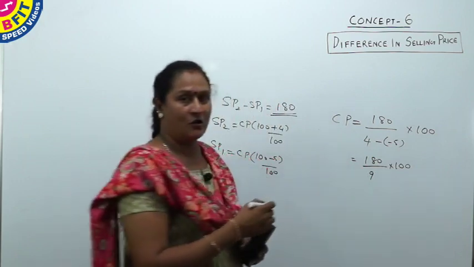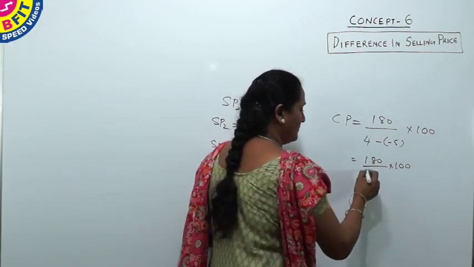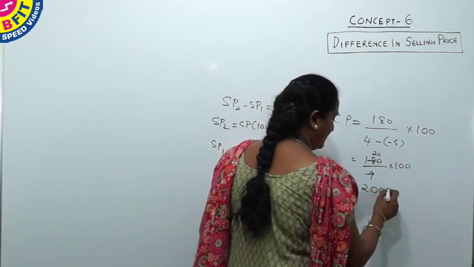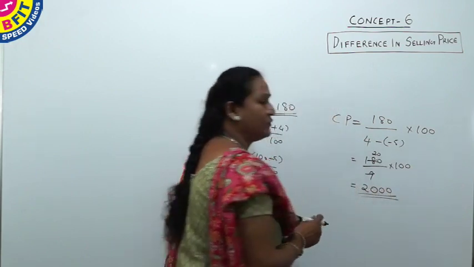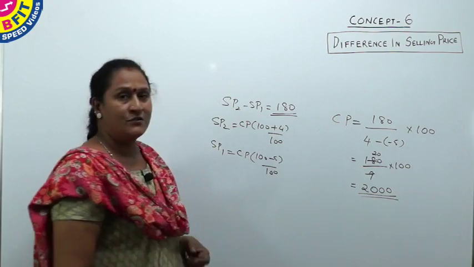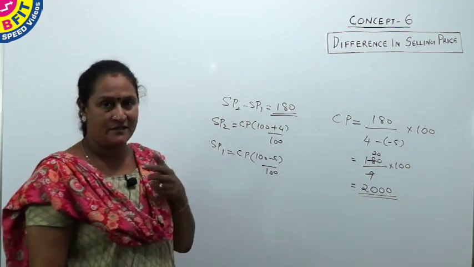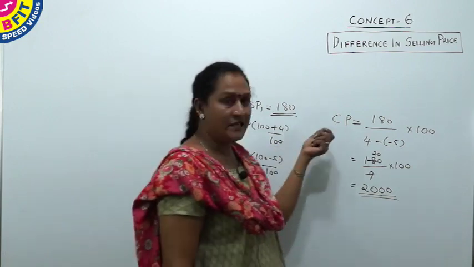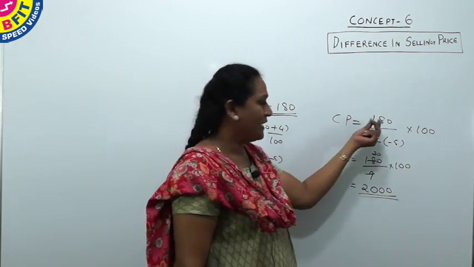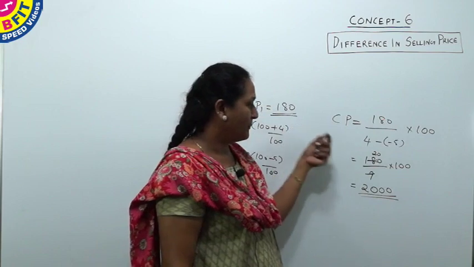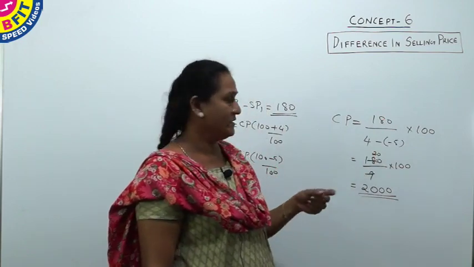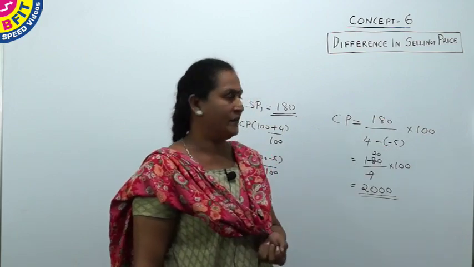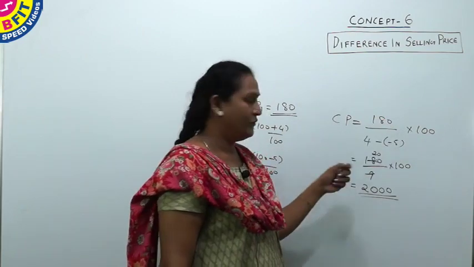So now what will be the cost price? So 2000 is the cost price. So whenever the difference in selling prices is given, instead of substituting in all this, we can easily find the cost price by writing the difference in selling price by the difference in profit percent. So here one profit, one loss, so we add for the denominator. Into 100 will give you the cost price.